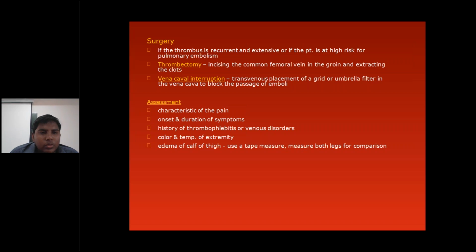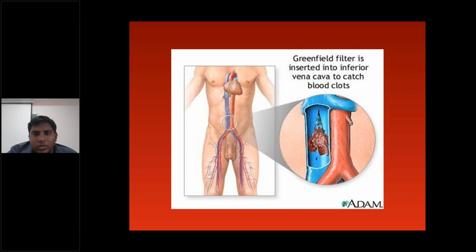So, post surgery, you need to assess the characteristics of the pain, onset, duration, history, and whether there are any color changes or temperature changes. Increased circumference is a notorious sign; you need to monitor it using a tape to measure the circumference of the calf and the thigh. This image shows insertion of an IVC filter. The filter used here is the Greenfield filter.